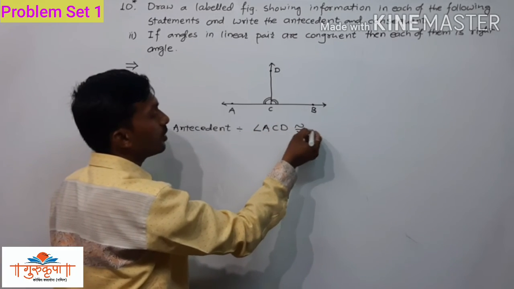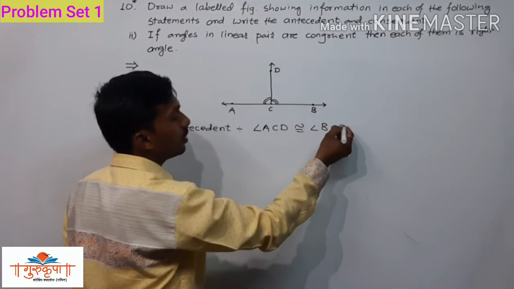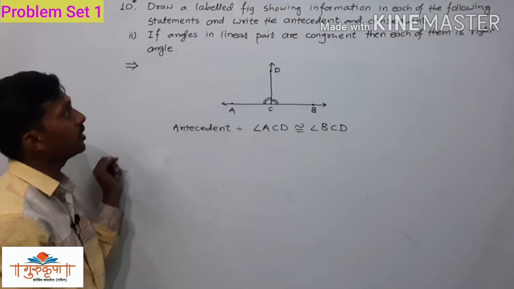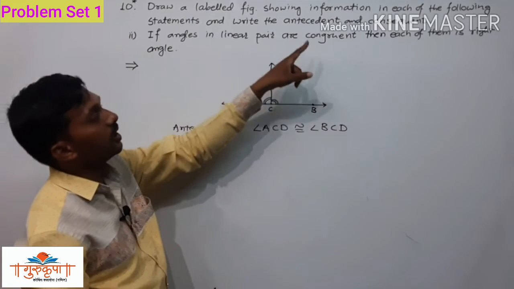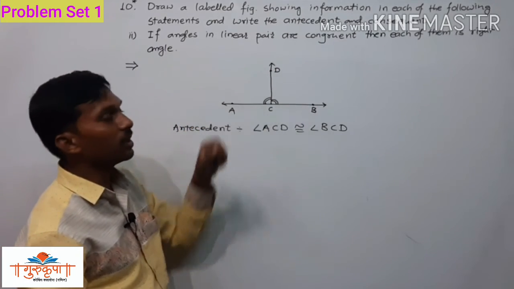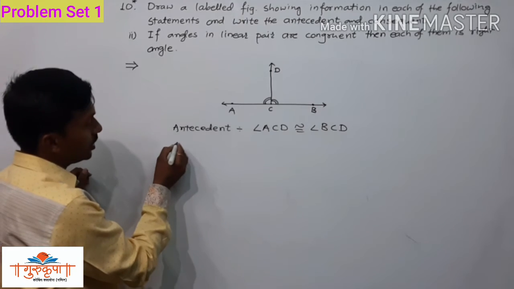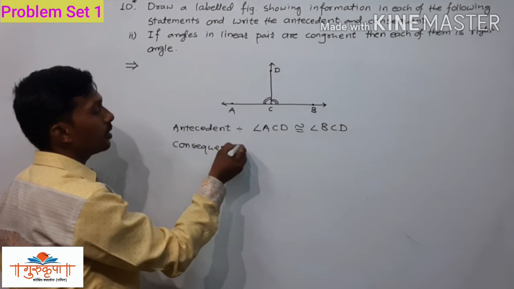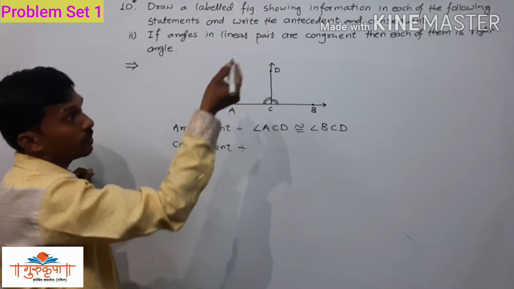Angle ACD congruent angle BCD. That is the given information. That is antecedent: angles in linear pair are congruent, angle ACD congruent angle BCD. Now we have to write the consequent. We have to write the consequent, that is the part to be proved.